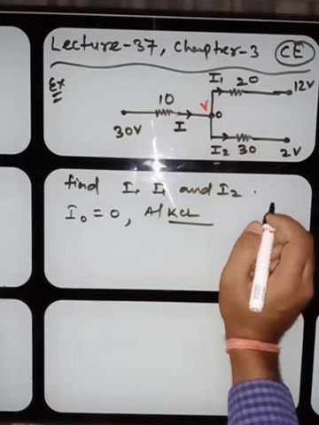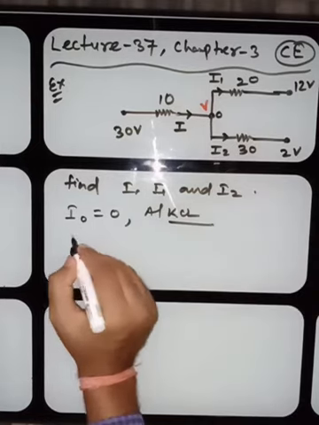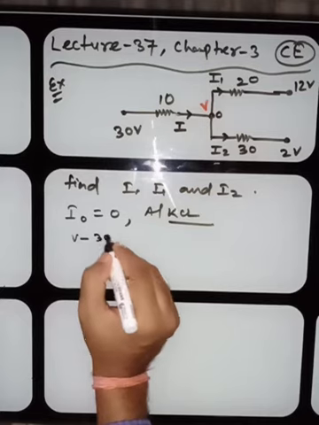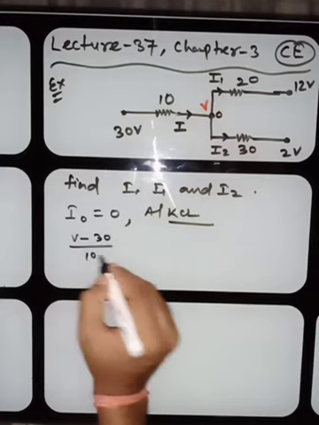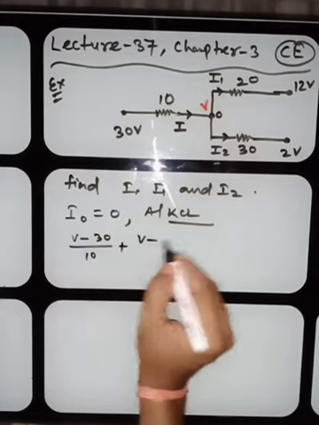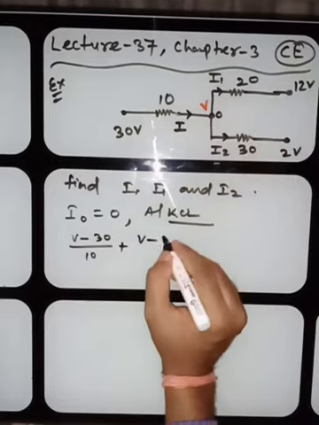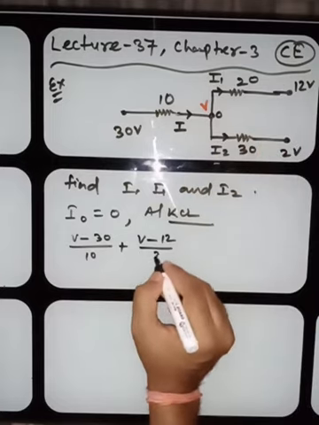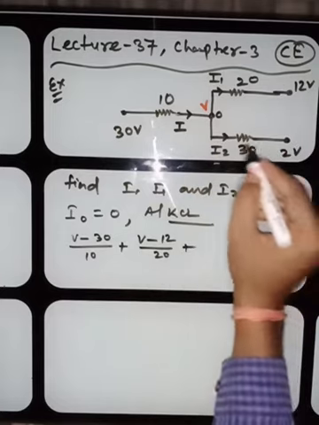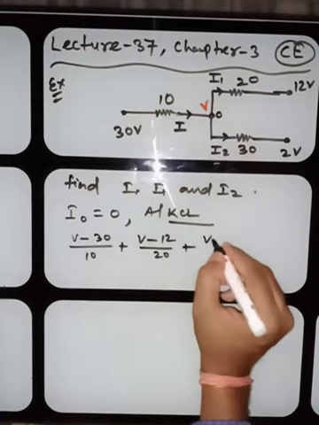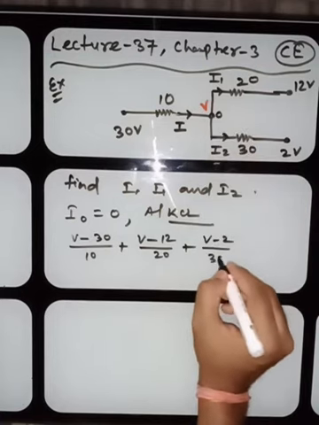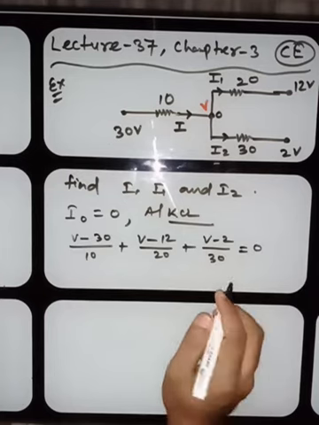Okay, V by R. Here the potential is V minus 30 by R, plus V minus 12 by R for this resistor, plus V minus 2 by 30 for this resistor. How much is it? Zero.